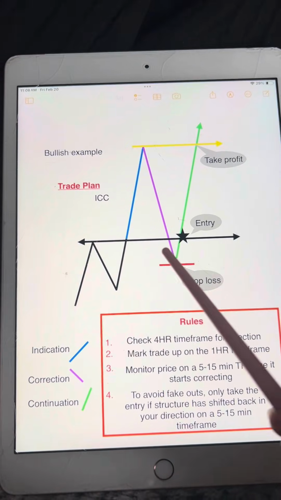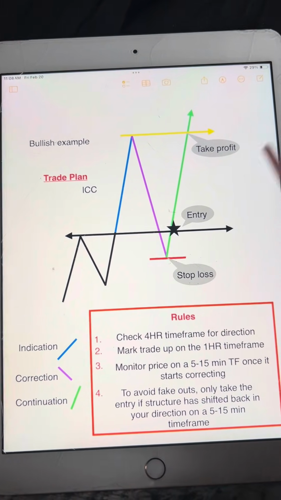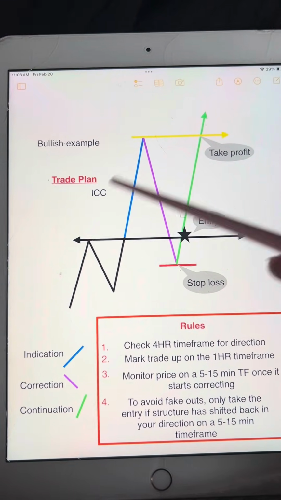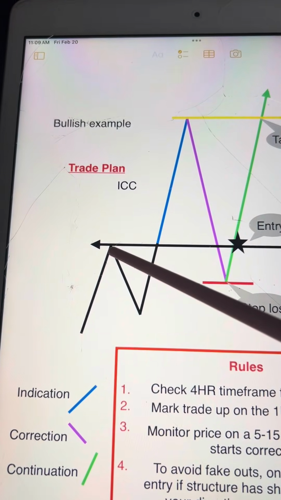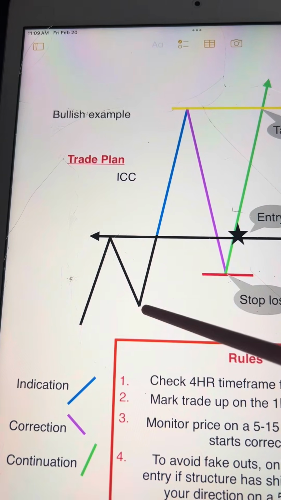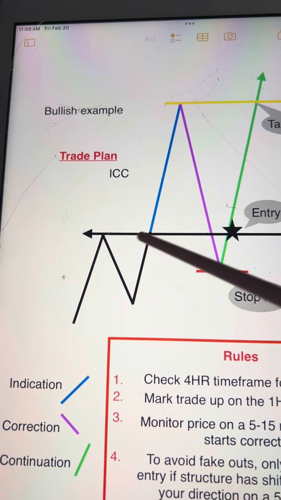If you don't understand market structure, this won't make any sense to you, and you could just watch my last video. But I made this little diagram right here of my understanding of ICC. This is a bullish example. So price is going up, it came into a level of sellers, they knocked it back down, then we came up again and broke out of those levels of sellers.